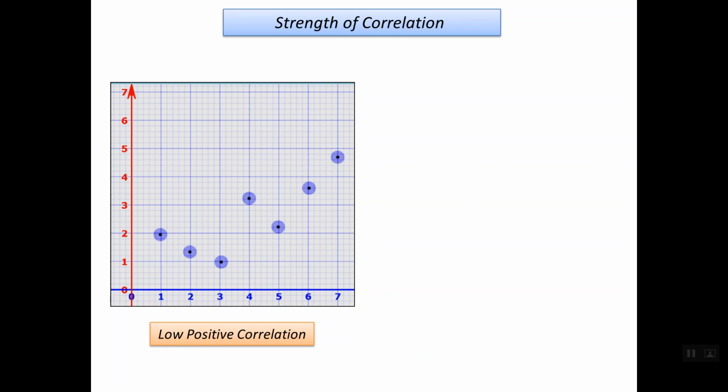In this figure, again, we can conclude that we have a positive correlation. But if you try to combine all of these points in a straight line, of course, we can't do it. And definitely the spaces between the line and the points will be somewhat large. So in this case, we have a positive correlation, but with a low value for this correlation.